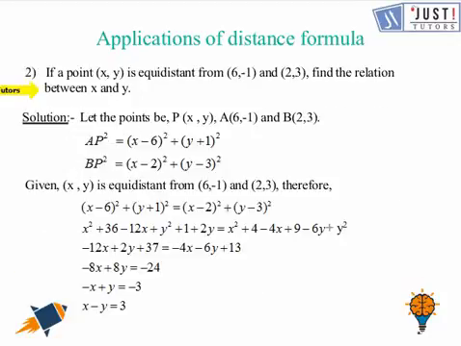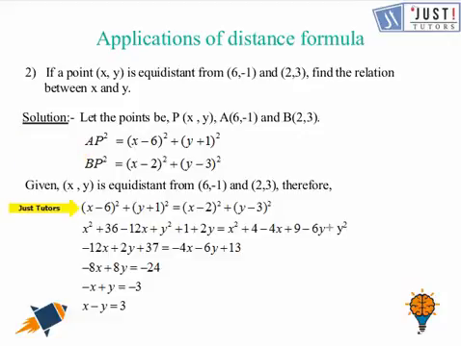Now let's see the next example. If the point (x, y) is equidistant, that is at equal distance, from the given 2 points, we need to find the relation between x and y. Again, we'll assume that (x, y) is denoted by a point P. We suppose that this is point A and this is point B. We find the values of AP and BP and then square them in order to make our equations simpler. And because it's stated that they are equidistant, we equate them. We equate AP squared to BP squared.